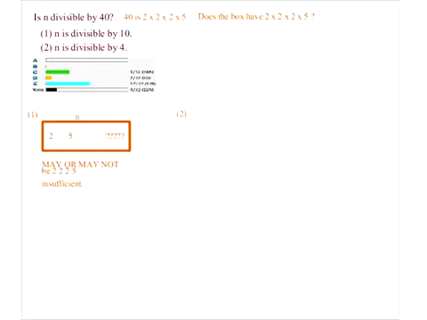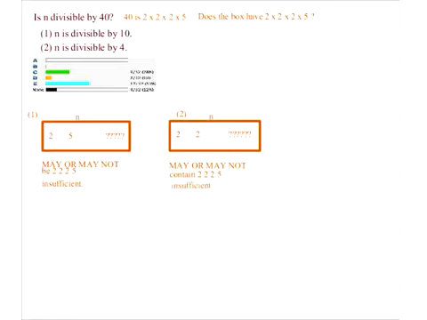Statement 2 is the same sort of deal. N contains a 2 and a 2, and then we don't know what else. So this may or may not contain 2, 2, 2, and 5. So that's insufficient. Looks like you guys realize this because none of you picked A or B.